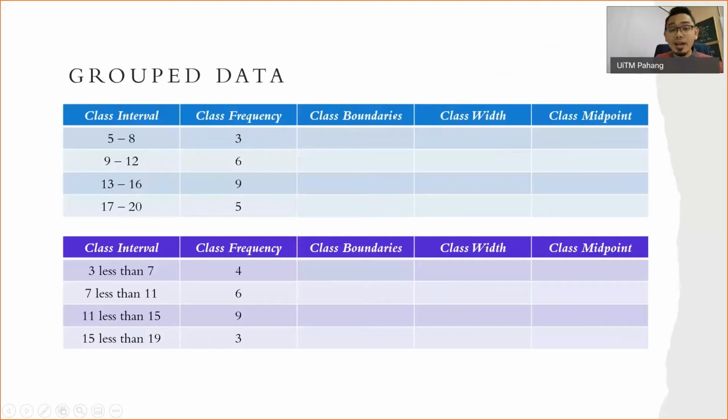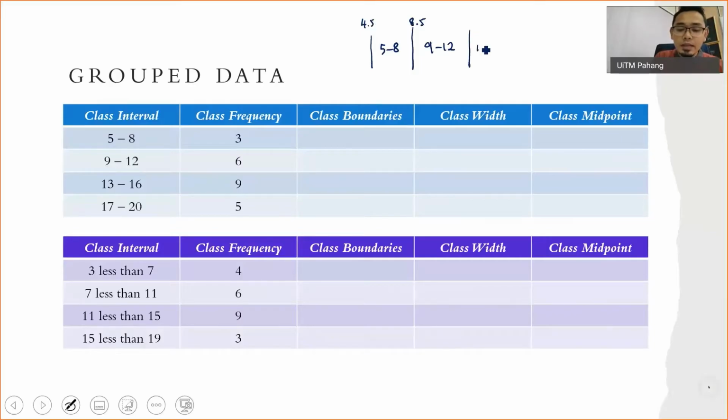And then what are the class boundaries? Imagine you have the data 5 to 8 separated from another interval, which is 9 until 12. What is the number that separates them? Between 8 and 9 will be 8.5. Before 5 will be 4.5. Between 12 and 13 will be 12.5. These are called class boundaries.